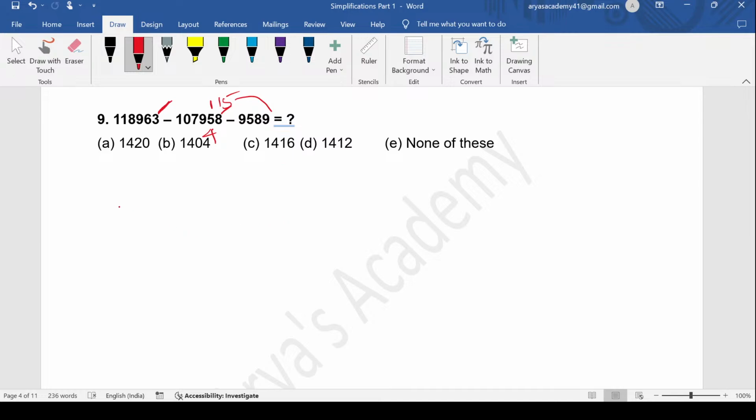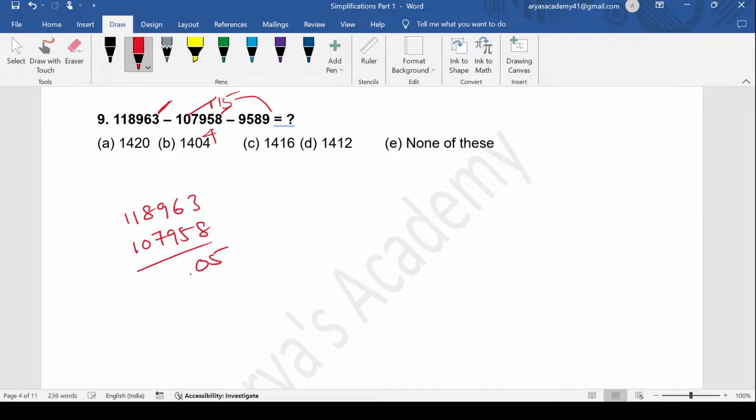So that's why I will go with the normal method. After some 2 to 3 months, I will show you how to actually solve just by keeping the values away. First, I will subtract this number, 18963 minus 107958. 13 minus 8 is how much?